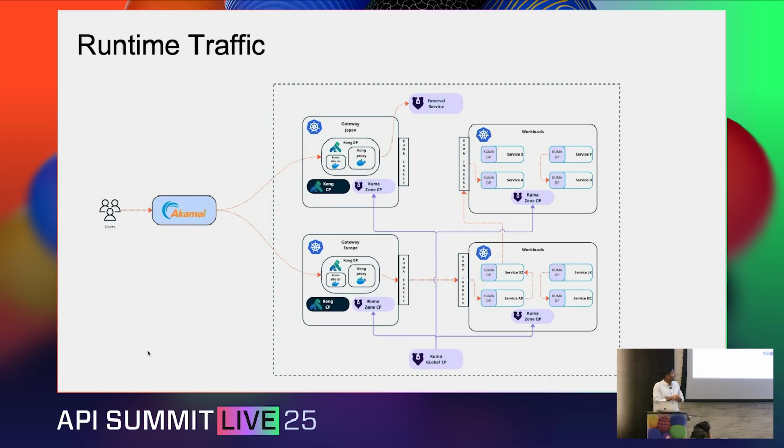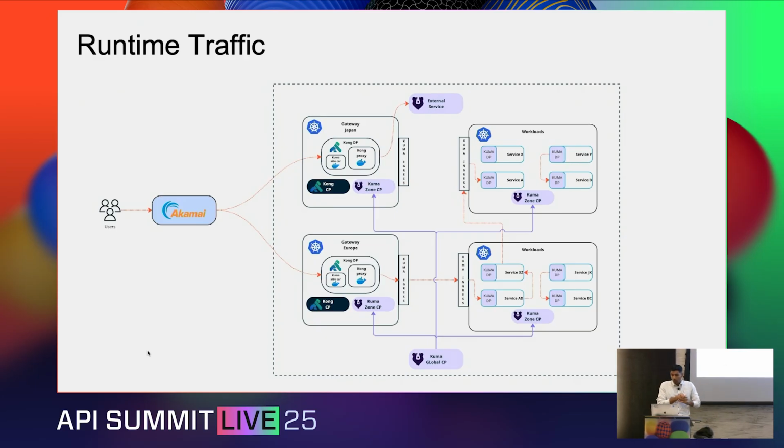Post that, the request is redirected to multiple Kong data planes based on region affinity, right? That's where we are doing various validations. We have plugins for rate limiting, authentication, authorization, and various checks. Post that, we have the Kuma service mesh, which takes care of service discovery. And then the request is redirected to either an external service or an internal service from there. So this is what it looks like, and then we have various workloads running in different regions.